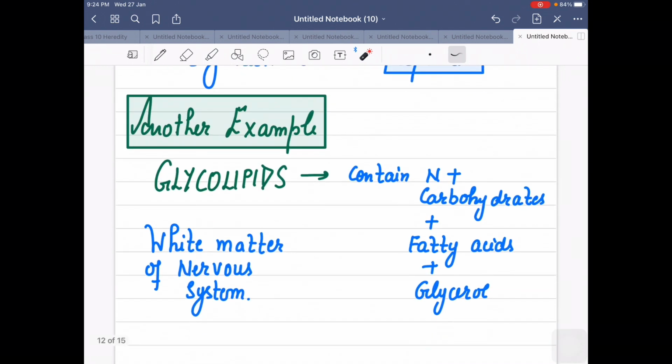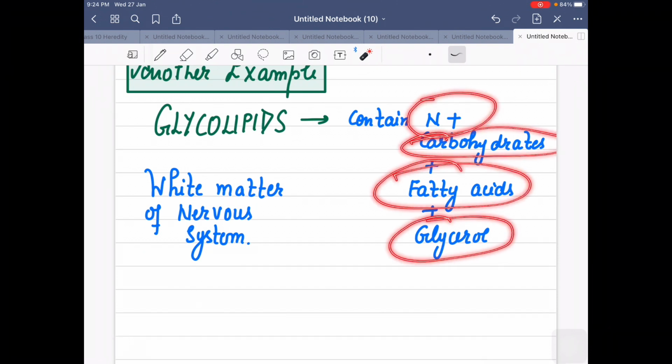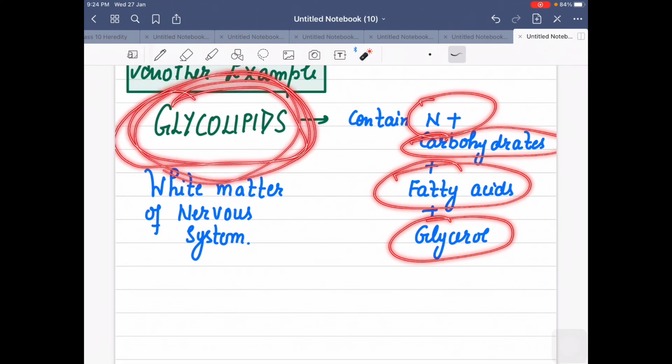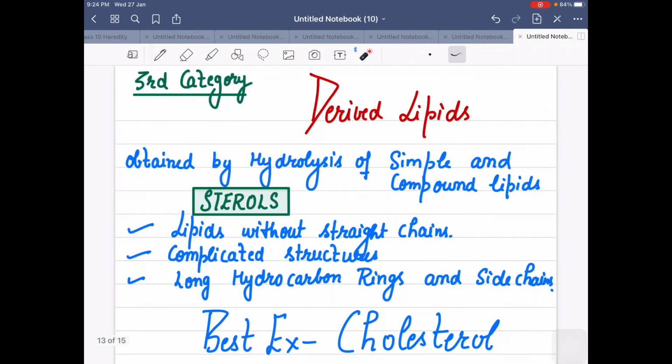Another which is present in our nervous tissue contains carbohydrates, fatty acid, glycerol, and nitrogen, that is glycolipids. It is present in the white matter of the nervous system. The third and last category is derived lipids.